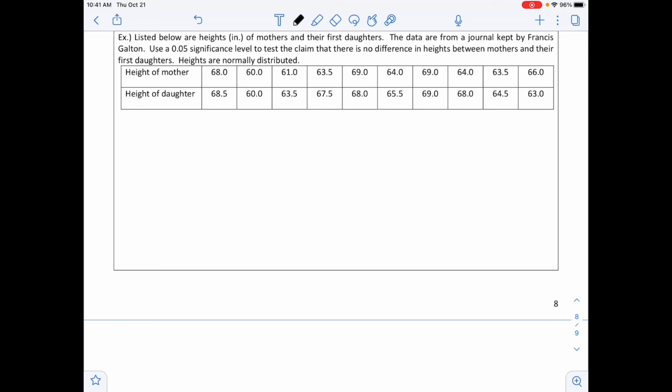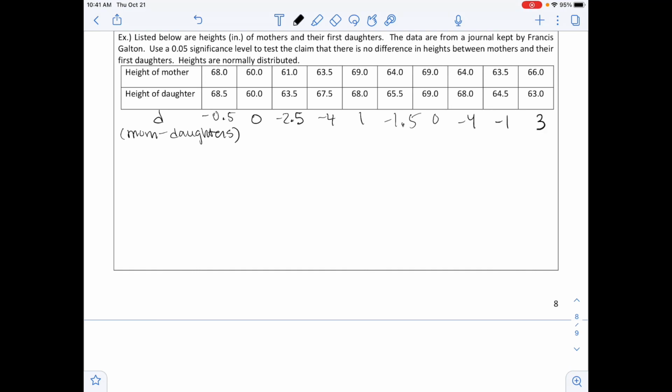And so since it's dependent and we're matched pairs, we need to go ahead and find that difference. So I'll call it D. And I'm going to subtract them and say moms minus daughters. And so the mother's height for the first one is 68 minus the 68.5. We get negative 0.5. 60 minus 60 is 0. 61 minus 63.5 is negative 2.5. And then following along with this, I'm going to go ahead and write down the rest of these differences.